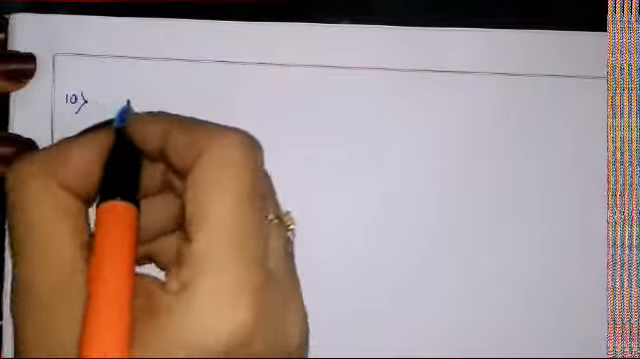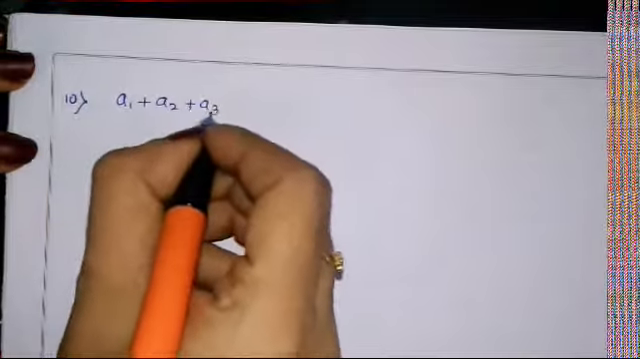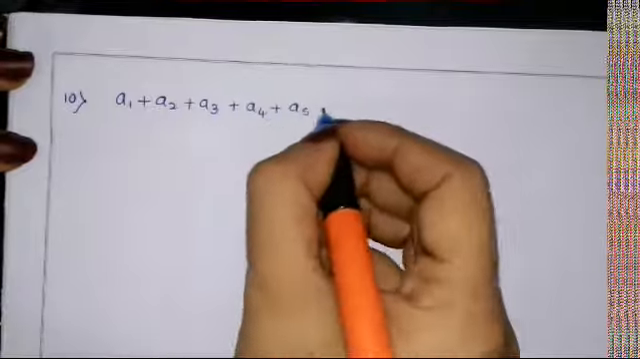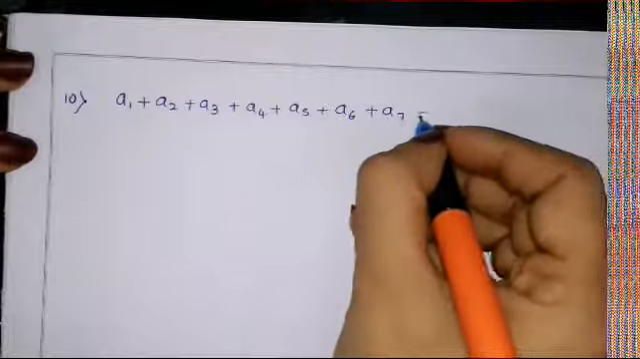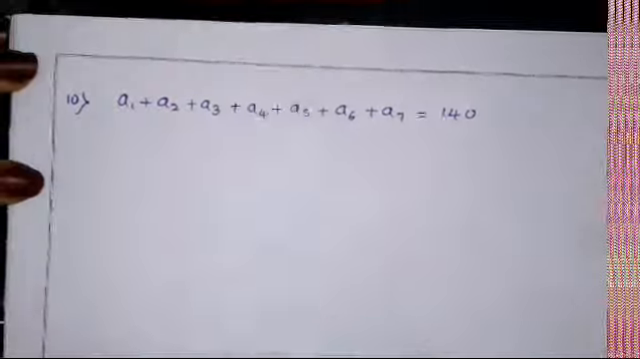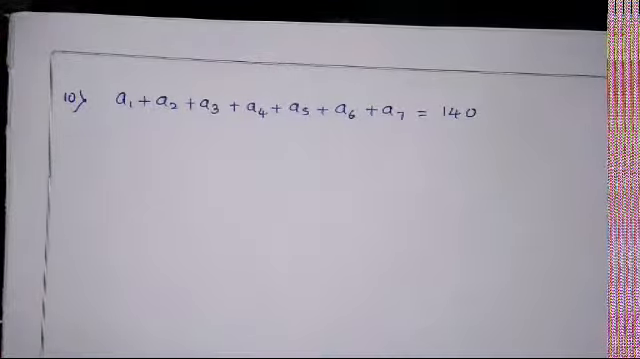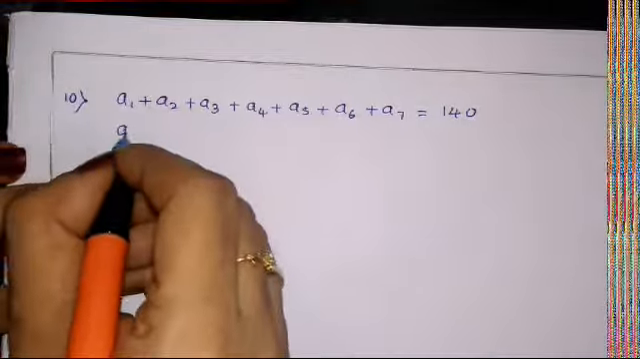Question number 10. The sum of first 7 terms, A1 plus A2 plus A3 plus A4 plus A5 plus A6 plus A7, is equal to 140, as they have told. And they have told again that the sum of next 7 terms is 385. Let us find. First, A1 is A.